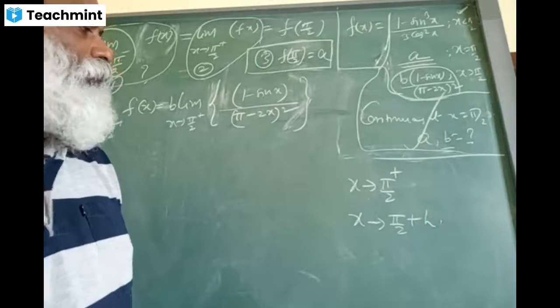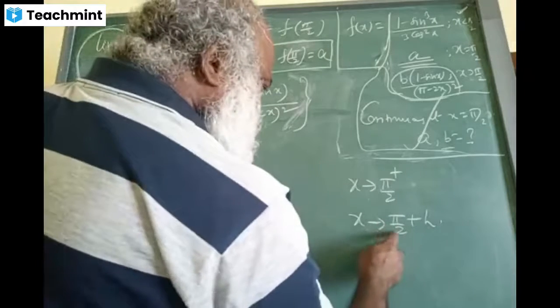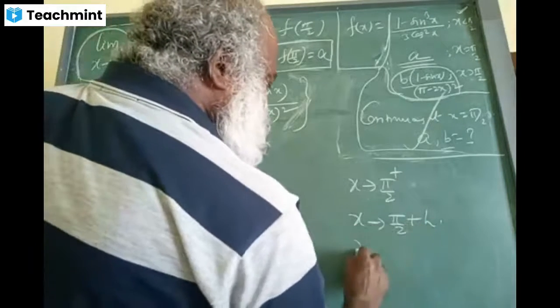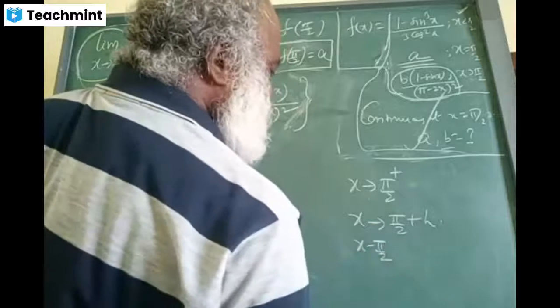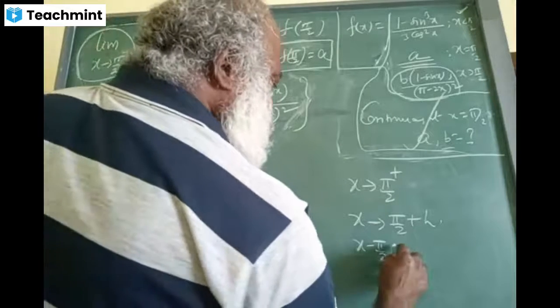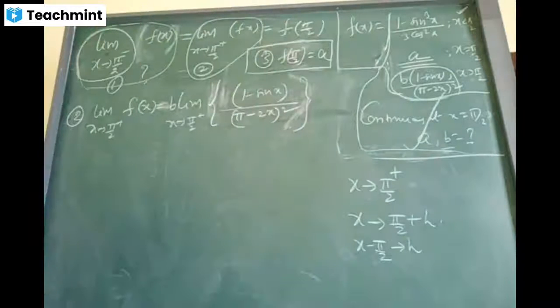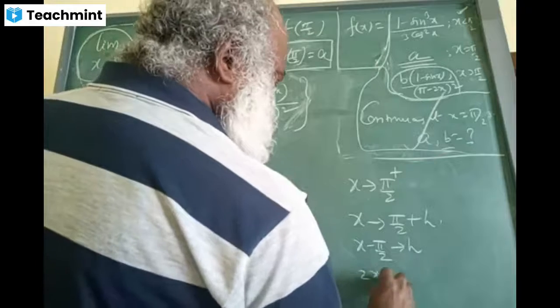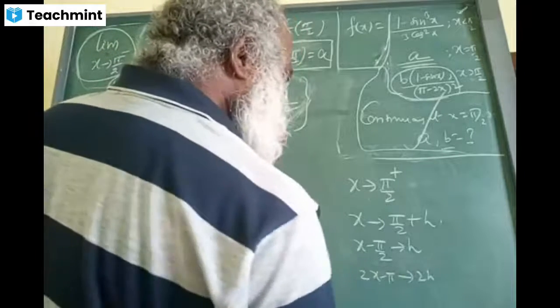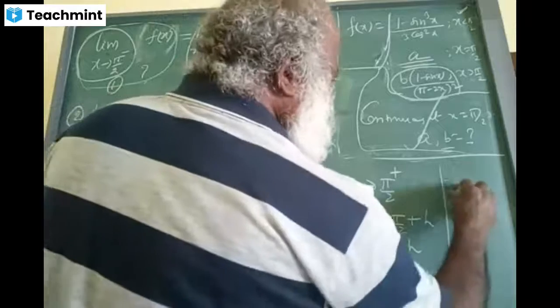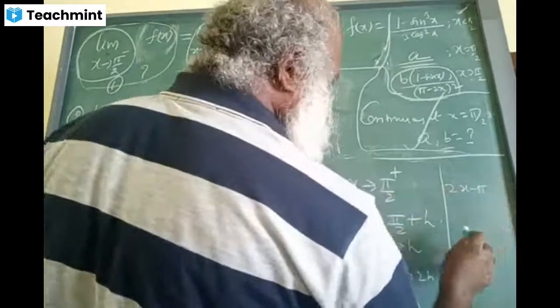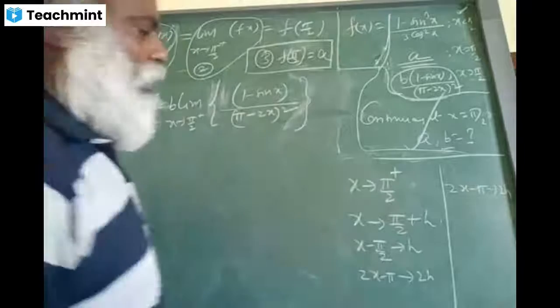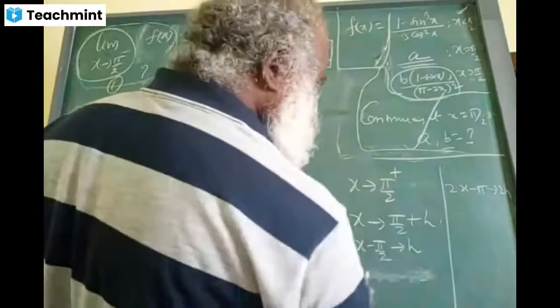Yes, sir. Wonderful, dear. Now, x tends to pi by 2 plus h, can I write x minus pi by 2 tends to h? Yes or no? So you can write 2x minus pi tends to 2h. 2h is called another h, you can write it. So 2x minus pi is 2h, right? Or simply write x minus pi by 2 itself is h, right?